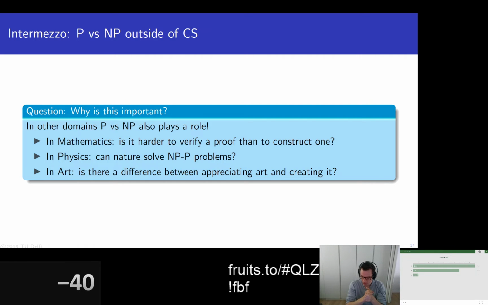So this question of does P equal NP has tremendous applications in computer science, but also in mathematics, physics, art, philosophy, and many, many other applications. Many other domains, I should say.